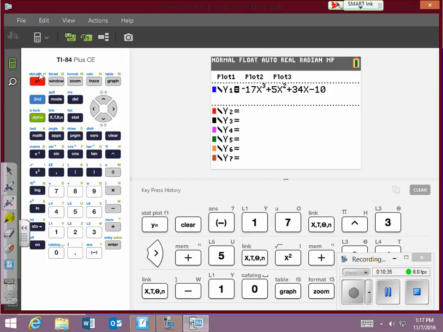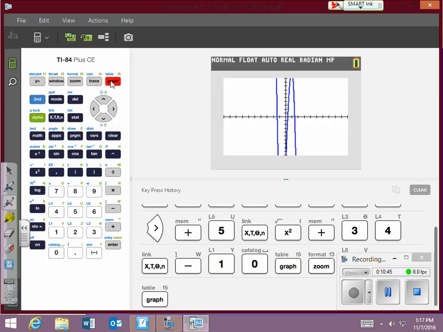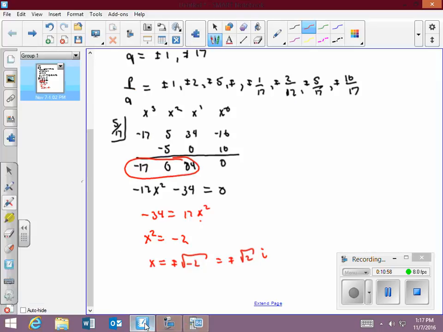Okay, I have a minus 17 plus 5x squared plus 34 minus 10. I got that in there right. You said 2 real zeros? I think there's only one. What are you talking about? Did you say 2 real zeros? Well, it looks like there's 3 real zeros. And then here's 2 complex.